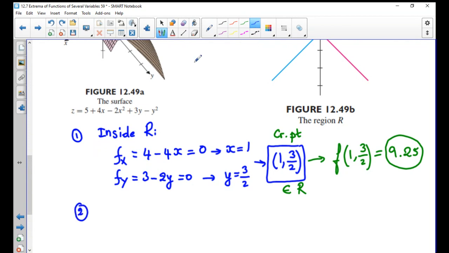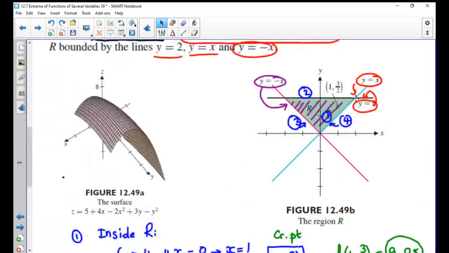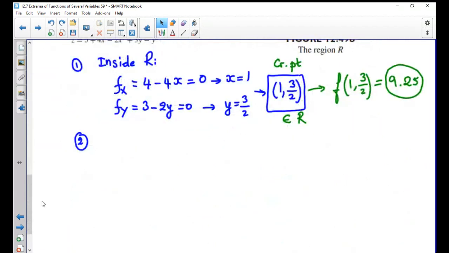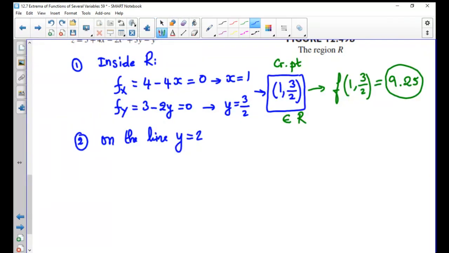Now, what's the second step then? We're going to study our function, number 2, on the line y equal 2. Because I want to find the maximum in that region R, including the boundaries. So I need to look at what's happening on the boundary of the region R. So inside, and also I want the line y equal 2.